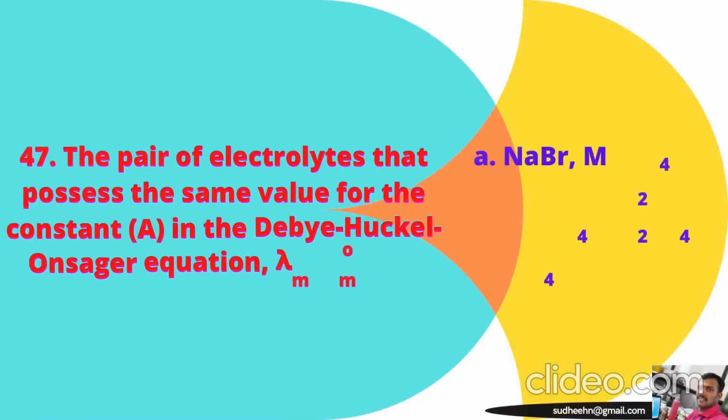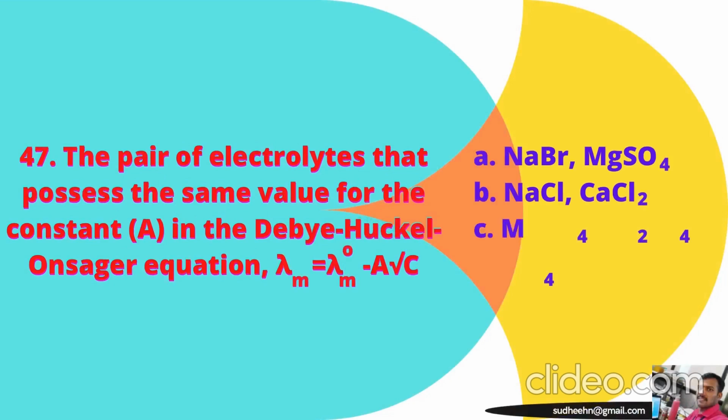Question number 47. The pair of electrolytes that possess the same value for the constant A in the Debye-Hückel-Onsager equation, that is lambda suffix m equal to lambda naught suffix m minus A into square root of C. The options given are NaBr, sodium bromide, and MgSO4, magnesium sulfate; NaCl and CaCl2, sodium chloride and calcium chloride; and MgSO4 and Na2SO4, that is magnesium sulfate and sodium sulfate.